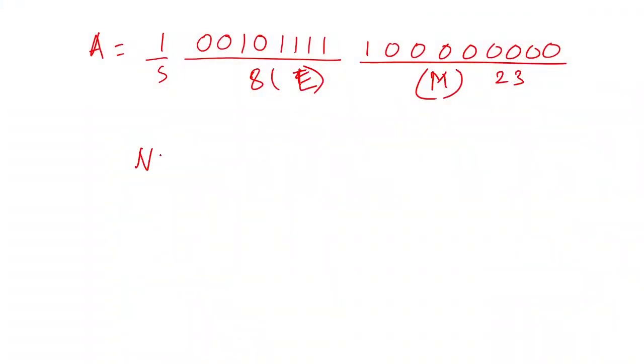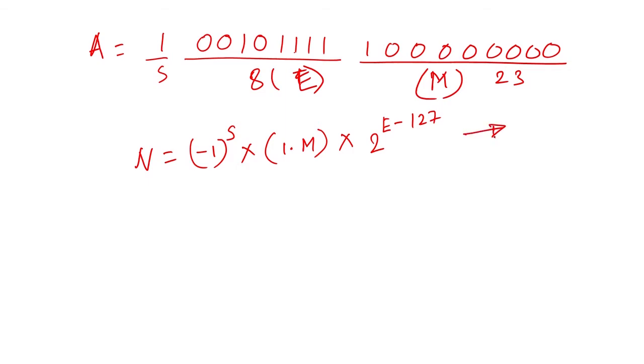So, we know the value here is minus 1 to the power s, into 1 point m, whatever the mantissa value, into 2 to the power e minus 127. So, this is the value. Now this is already a represented number, okay. So, that is the number.